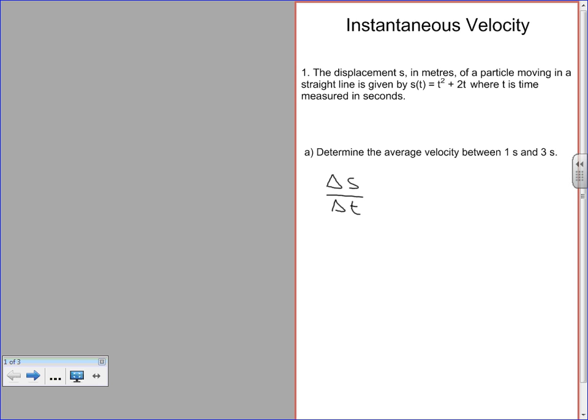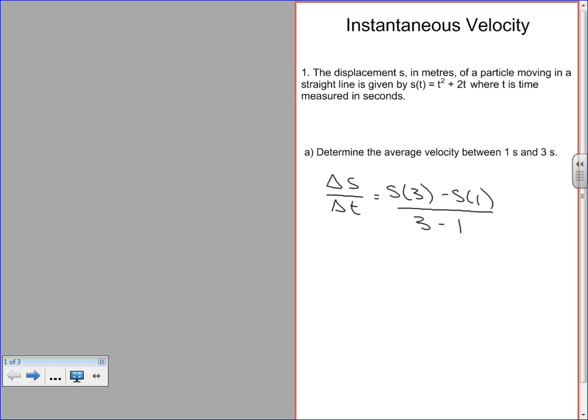To figure out the change in the displacement, I need to figure out where the particle was at 3 seconds. In order to do that, I take 3 and plug it into the displacement function. Subtract off where the particle was at 1 second, because the difference between them will be the difference in the displacement. Does that make sense? And then I divide it by the change in the time. It stopped at 3 seconds and started at 1 second, so 3 minus 1.